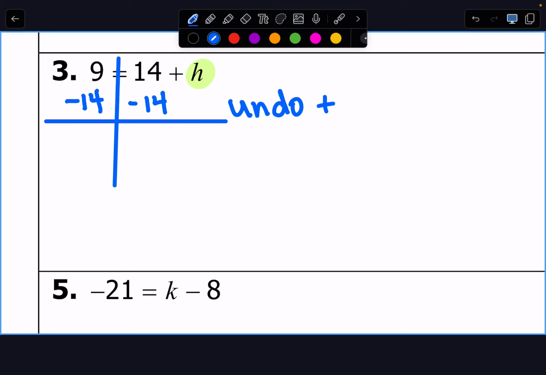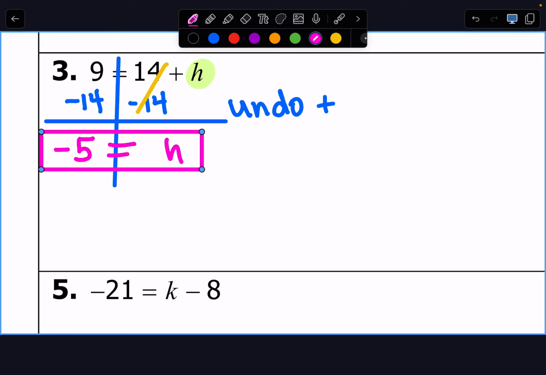Okay. I know that for some of us, it's tempting to want to move that 9. But make sure you're moving the number that is on the same side as your letter. That way we can get the variable by itself. Okay. So these are going to undo. And what do we get? Over here we have H. What do we get when we have 9 minus 14? Negative what? 5. Negative 5.